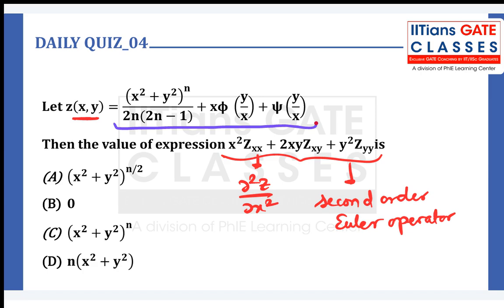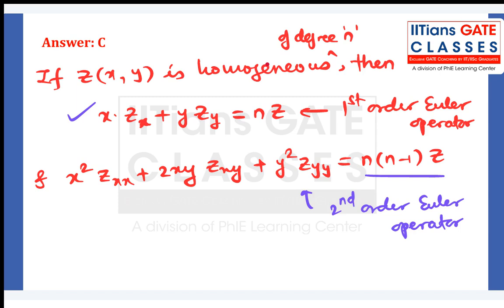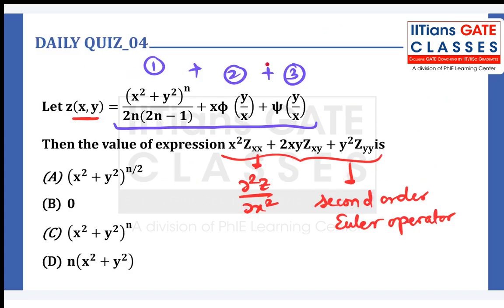Nonetheless, here you should know one more thing to solve this question: these Euler operators are linear operators, so you don't need to evaluate the whole RHS together. What you can do is consider this part as 1, this as 2, this as 3. So your z function is composed of 1, 2 and 3 functions, and you are supposed to evaluate these individually. In this operator, for the RHS n into n minus 1 into z, no need to evaluate for all 3 functions together, because these are not functions of the same degree.